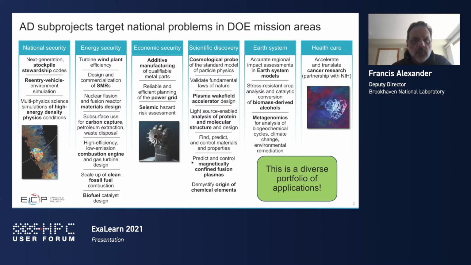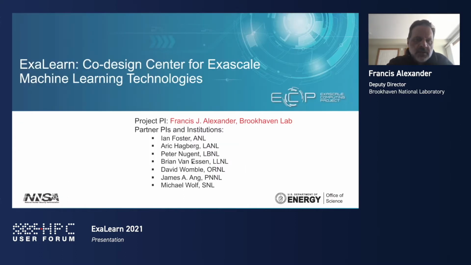And so the one I'm going to talk about today is a project I've been leading called ExaLearn. It's a co-design center for exascale machine learning technologies. It's an 8-lab partnership: Argonne, Los Alamos, Berkeley Lab, Livermore, Oak Ridge, Pacific Northwest, Sandia, and Brookhaven. And it's been going on for about 3 years now, and we've made progress in a number of areas, and I'm going to describe that here today.